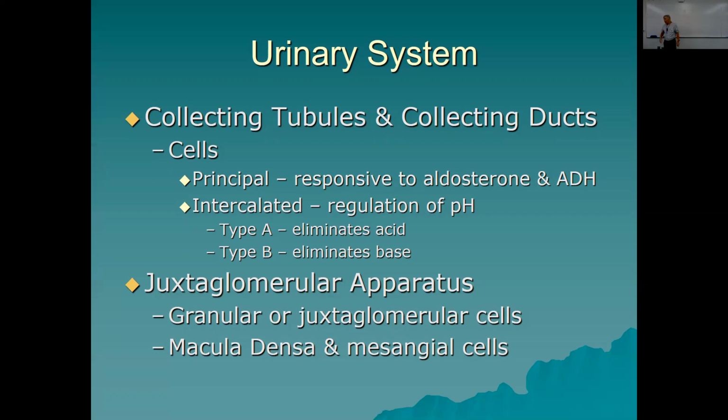And then we can talk about the juxtaglomerular apparatus. Composed of cells called granular cells or juxtaglomerular cells. And these are cells that are actually specialized muscle cells that line the afferent arteriole. And then there's macula densa cells that line the part of the distal convoluted tubule that comes through the vascular pole of the renal corpuscle. And these are actually sensory cells. They can sense the salt concentration of the filtrate.